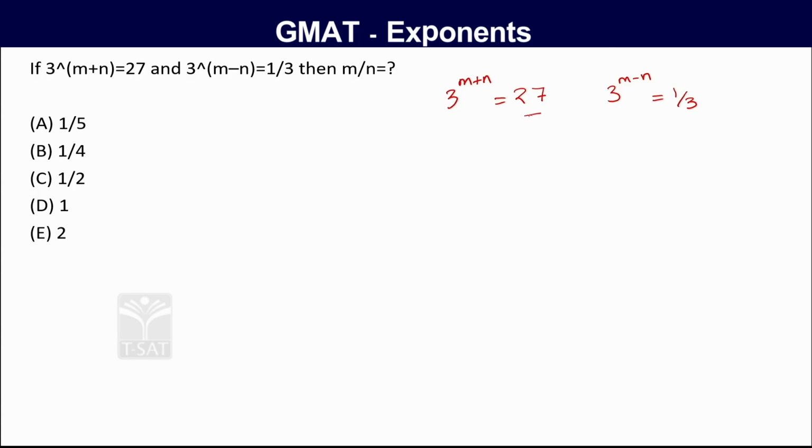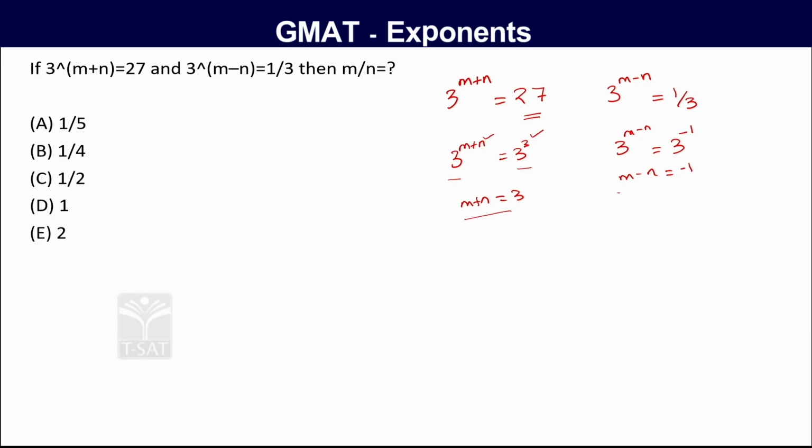So 27 is nothing but 3 to the power of 3. 27 is 3 cube. When you are writing 3 to the power of m minus n, 1 by 3 is nothing but 3 to the power of minus 1. So when the bases are same, we know we can equate the exponents. So here m plus n, we get m plus n is equal to 3. And we will get from this m minus n is equal to minus 1.